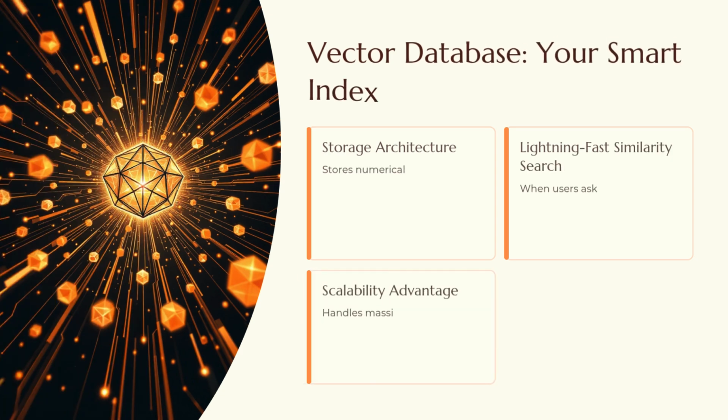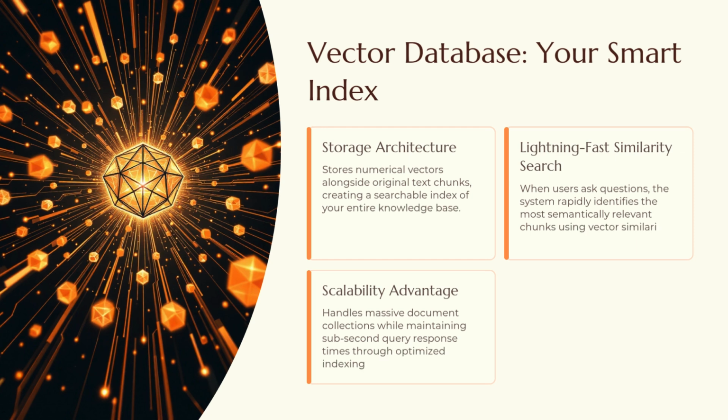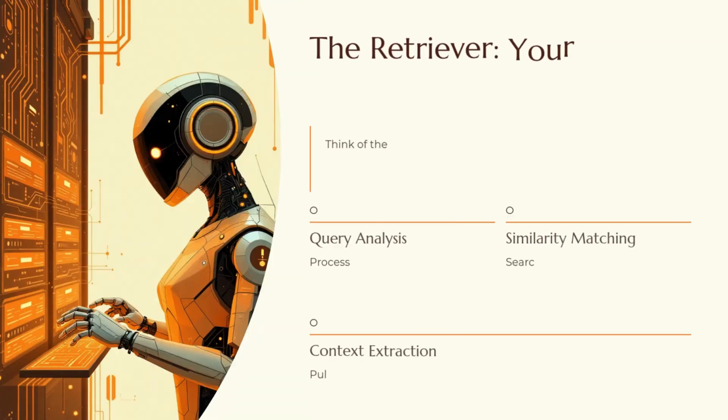Next, we are going to be indexing and storing the vectors created by the embedding model in a vector database. This database stores the vectors, which act as a smart index of our knowledge base. This database allows for fast similarity searches. When you ask a question, the system can quickly identify which chunks of information are most relevant.